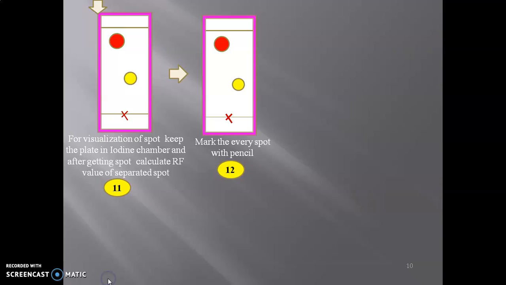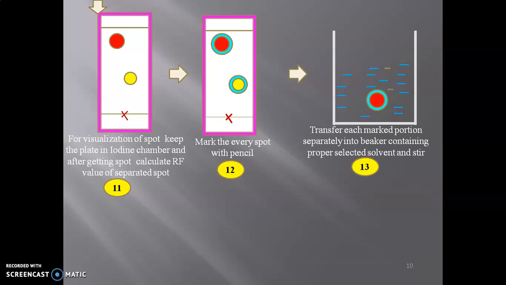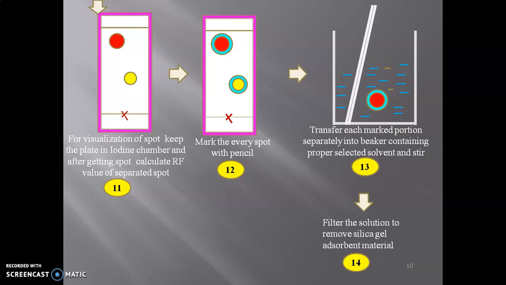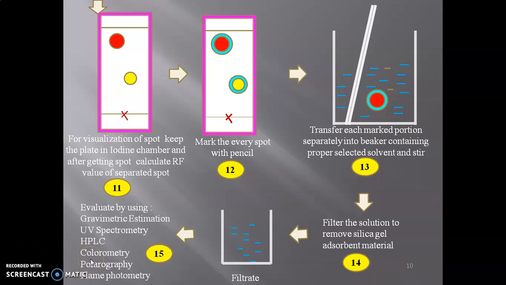So, the spots have appeared here. Then here we are going to perform the quantitative determination by using the indirect method. Mark every spot with a pencil. Transfer the spot into a beaker containing the solvent and stir the solution. Then filter the solution to remove the adsorbent material. Whatever filtrate you get here, analyze using different techniques such as HPLC, UV spectrophotometry, colorimetry and so on.